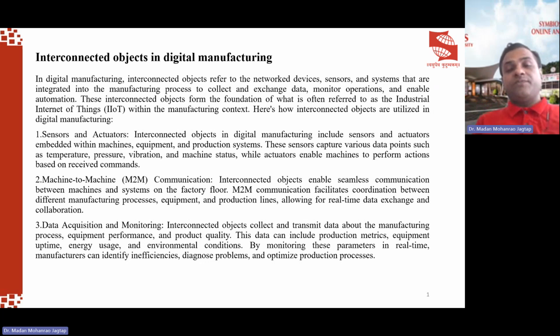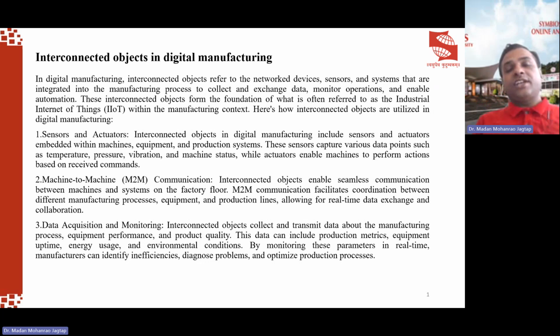Then machine to machine communication. Interconnected objects enable seamless communication between the machines and systems on the factory floor. Machine to machine communication facilitates coordination between different manufacturing processes, equipment and production lines, allowing for real-time data exchange and collaboration. So this is a very important thing in digital manufacturing.